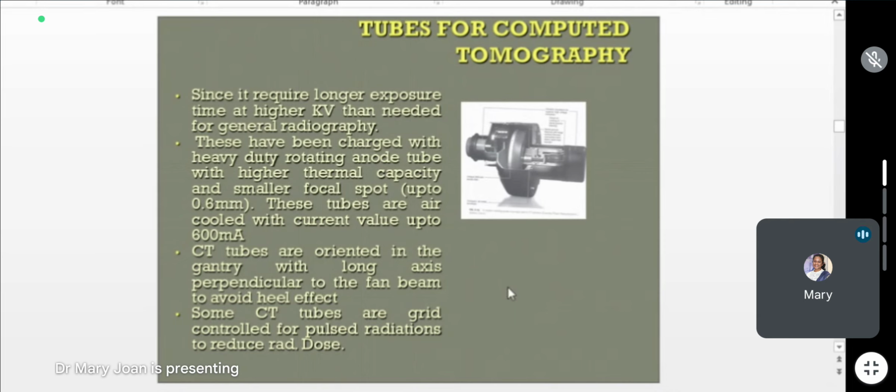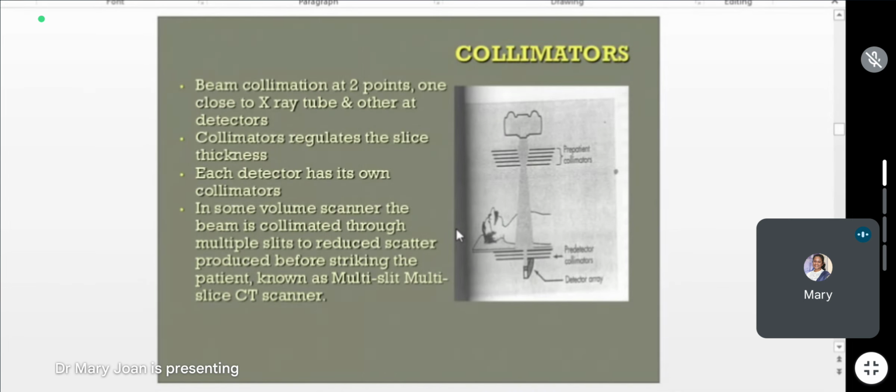CT tubes are oriented in the gantry with the long axis perpendicular to the fan beam to avoid the heel effect. Some CT tubes are grid controlled for pulsed radiation to reduce radiation dose. This is not the grid which we are talking about in X-ray.